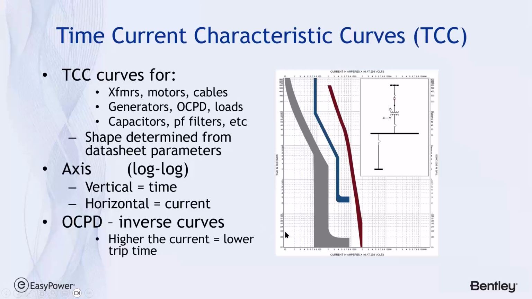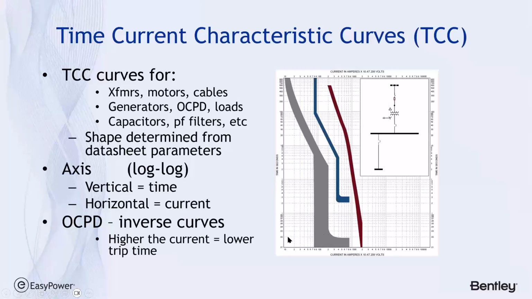This TCC curve has some common characteristics. First of all, time is on the vertical axis, and this is a log-log scale. So when we look at 0.01 seconds, which is the bottom rung, then we get to a tenth of a second, 1 second, 10 seconds, and 100 seconds. So in a very short space, we can express a large variation in value. Likewise, on the horizontal axis, this is current. And in this case, we're referencing current in the 208 volt realm, which is the lowest voltage on our one-line diagram, the inset.